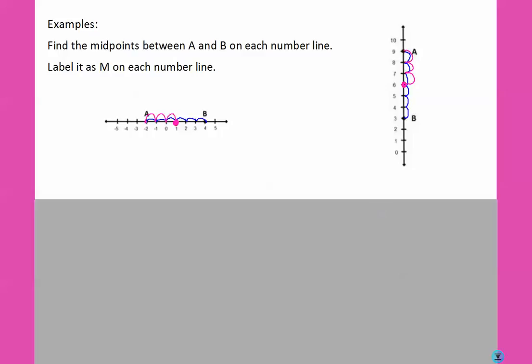How could we mathematically find the middle if we didn't have a picture? We could find the average. -2 plus 4, and then divide that by 2 to find the average. -2 plus 4 is 2. Over 2 would be 1. 1 was where our middle was. With our vertical example, we have 9 and 3. Divide by 2 to find the average. We'd have 12 over 2. The middle is at 6, just like we found on our picture.